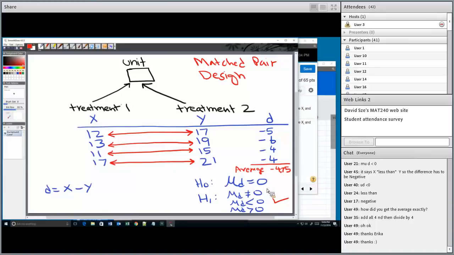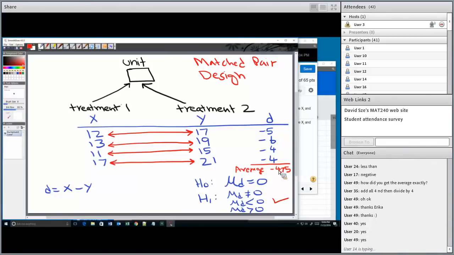Does that make sense? That's how I get my average. And you can see it's negative. So I'm testing that it's less than 0. Okay.